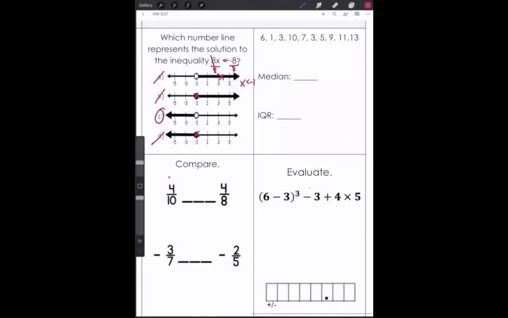Quick way to do this is I know 4/10 is 0.4, or if we thought of it as money, that's 40 cents. And 4/8 is 1/2 or 0.5. That's going to be 50 cents. So 50 cents is more than 40 cents. Down below, it's a little bit trickier.